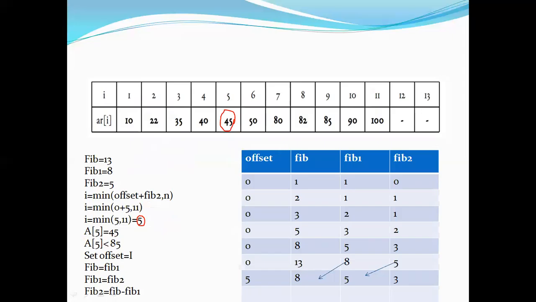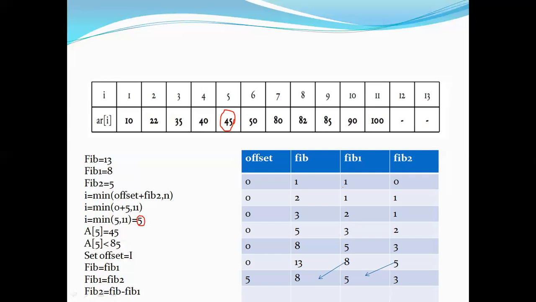If it is less than 85, offset is equal to I. What is the I value? That is equal to 5. So we fixed offset as 5. And what is the first step? fib equal to fib1. That is the reverse of the before operation: fib will be transferred here, and fib2 is equal to fib1, that will be transferred. That is, 8 will be transferred here and 5 will be transferred here, and 8 minus 5 is equal to 3.